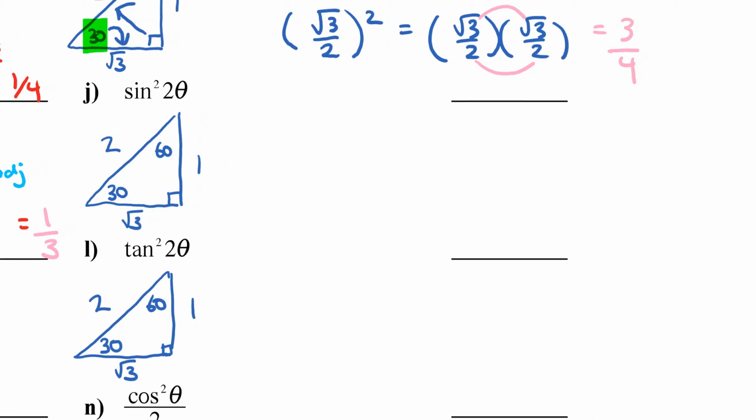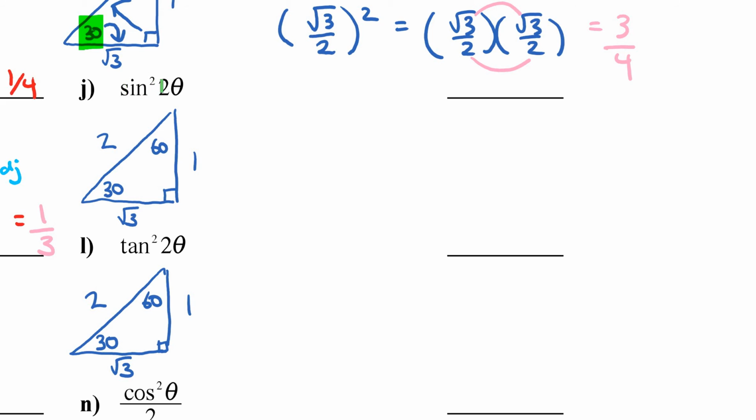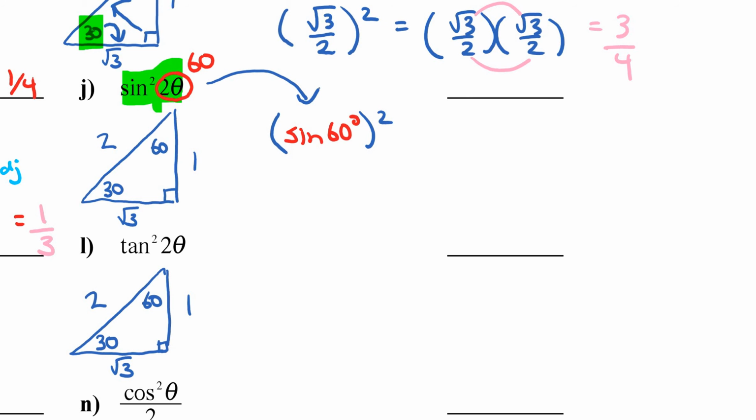Okay, let's move on to letter J now. So J, we have some other things going on here. Sine squared of 2 theta. Now, if I do 2 times theta, that's going to be 60, right? 2 times 30 is 60, so I need to evaluate sine of 60 degrees all to the power of 2. All right, so that's the problem that we need to evaluate.